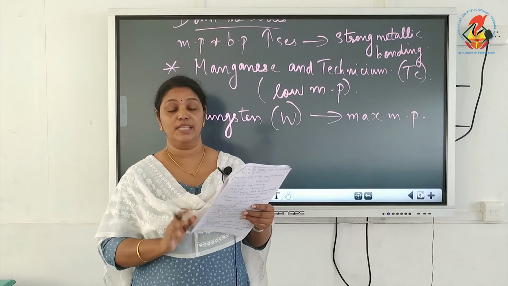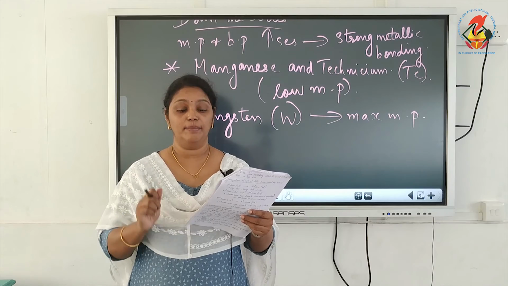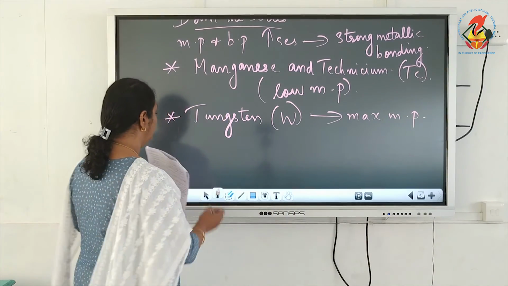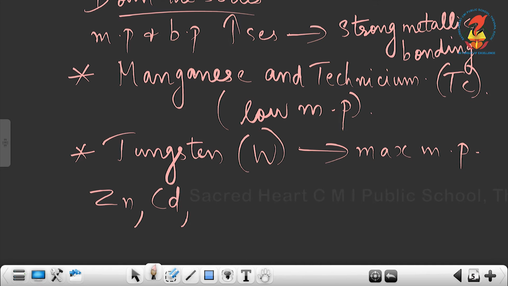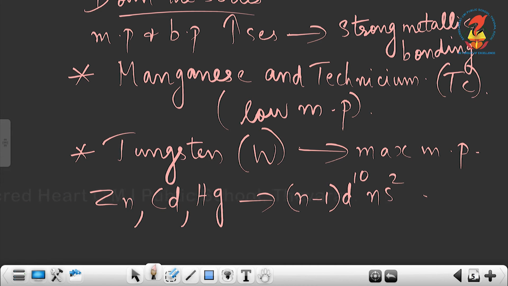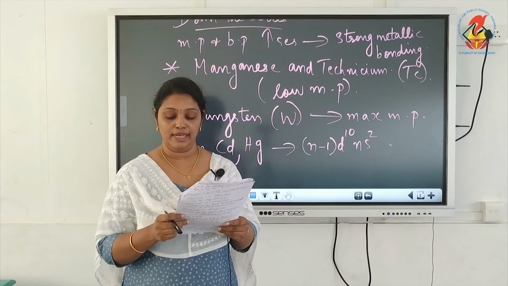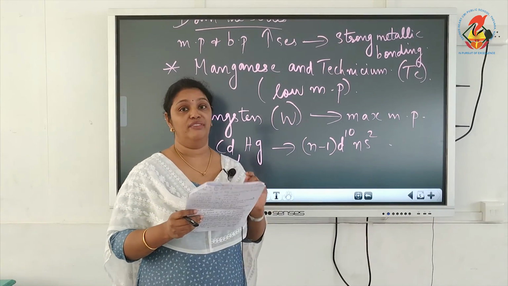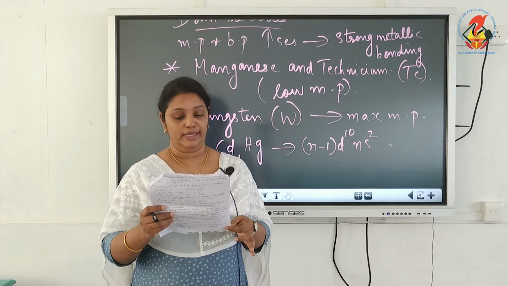Now next comes a question. Zinc, cadmium, mercury have low melting point. Why? Because zinc, cadmium and mercury, you know that their electronic configuration is (n-1)d10 ns2. Since there are no unpaired electron in d orbital, there is a weak metallic bonding in zinc, cadmium, mercury, so they have very low melting points.